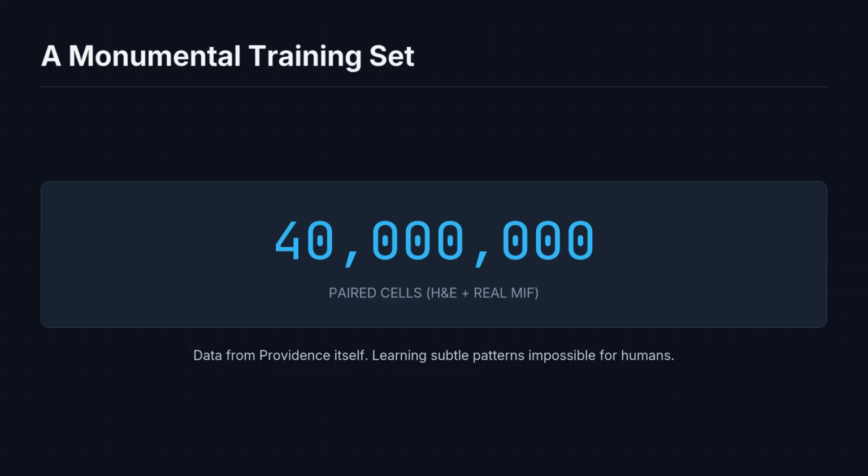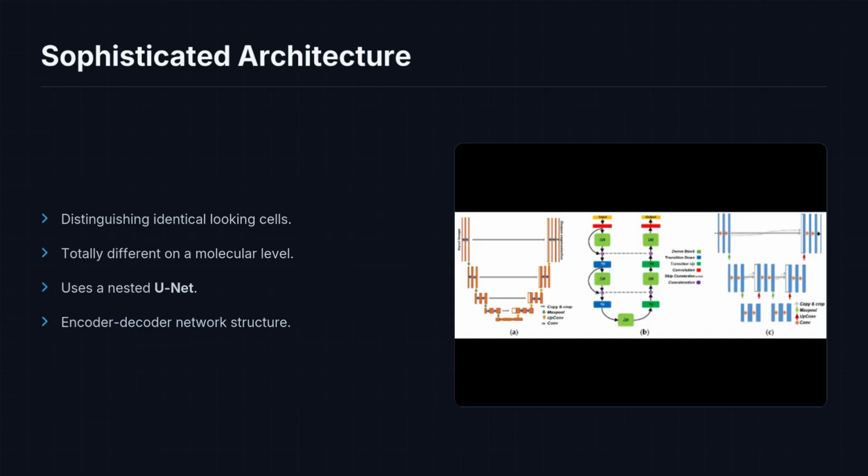Think of it like this. The model takes a tiny piece of the H&E slide, maybe a 256 pixel square. That's the encoding phase. It basically compresses all that visual information down into a sort of mathematical summary. Exactly. A summary of all the important shapes and textures. It creates a condensed latent feature representation, a kind of biological code.